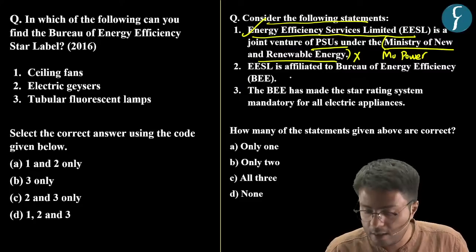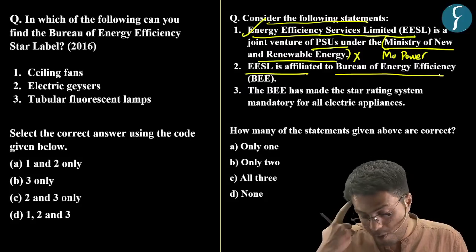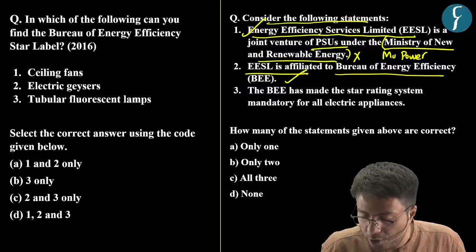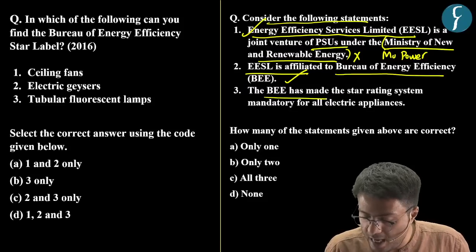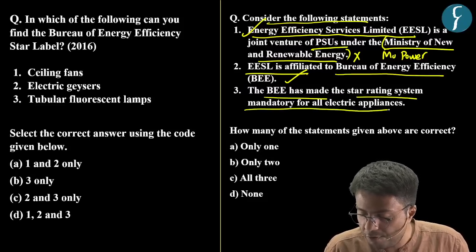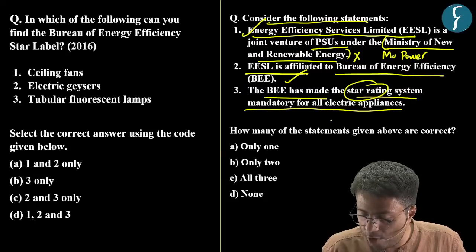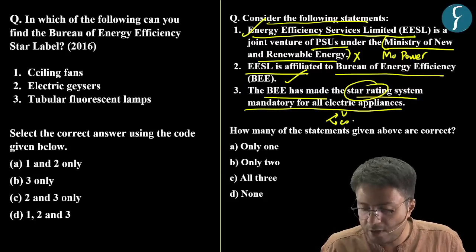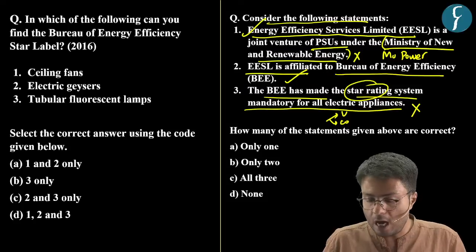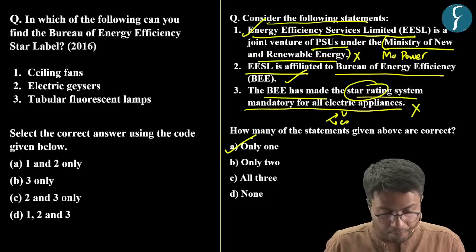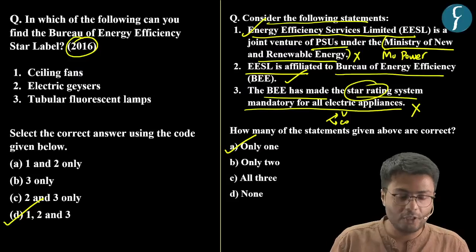Further, the second statement says that EESL is affiliated to the Bureau of Energy Efficiency. As from our discussion, we can safely say that statement 2 is correct. Whereas let us consider the third statement, which says the BEE has made the star rating system mandatory for all electric appliances. Now, as we have discussed, this rating system is for both voluntary as well as compulsory rating. Hence, this statement is also incorrect. Therefore, our answer to this question is option A. Whereas as far as the PYQ of 2016 is concerned, option D was the correct answer.